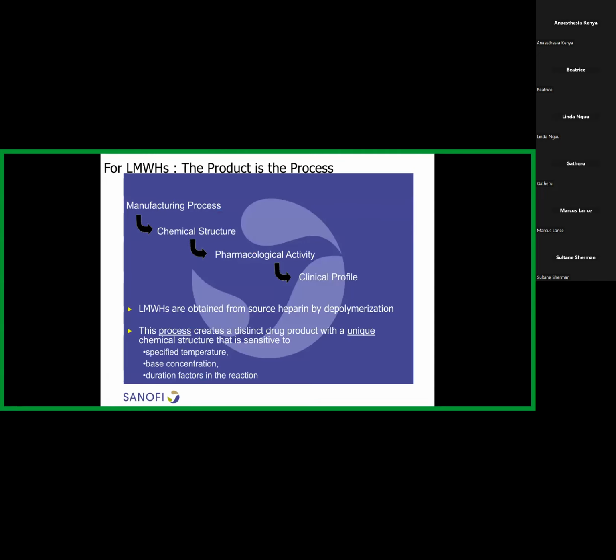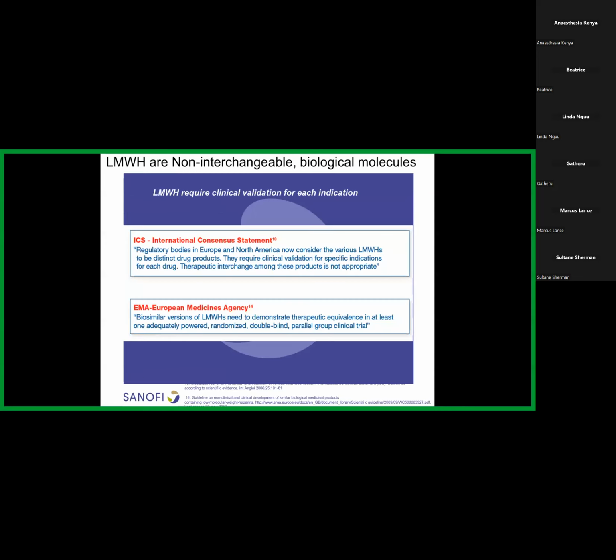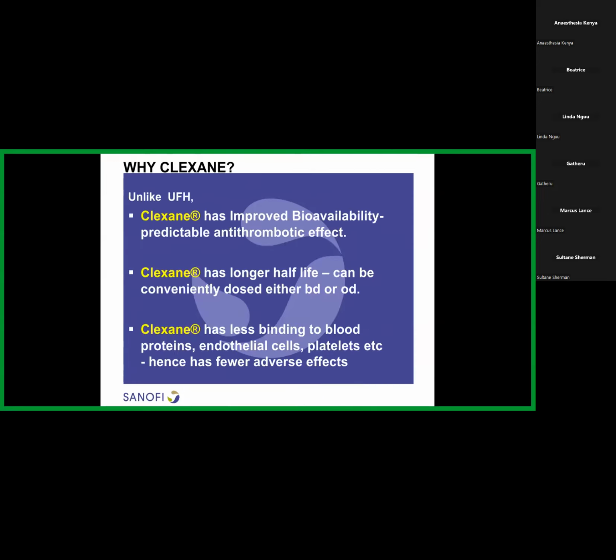And the product is the process of how it is made, as each low molecular weight heparin has a specified temperature, base concentration, and duration factors in the reaction, which can be affected if the chemical structure is changed or altered. Therefore, low molecular weight heparins are non-interchangeable biological molecules. So if you use Clexane for your patient, you start with Clexane, you have to go all the way with Clexane. You cannot change or interchange it with any other low molecular weight heparin.